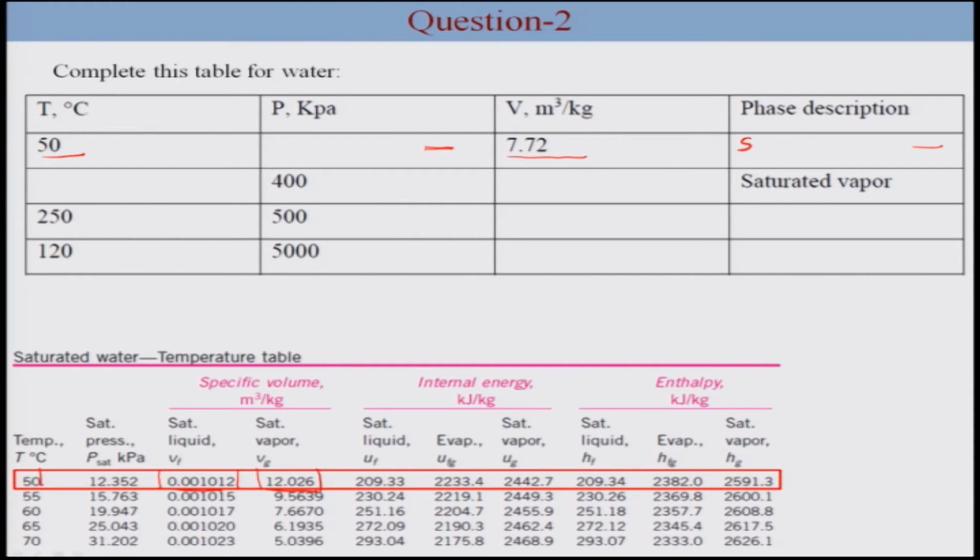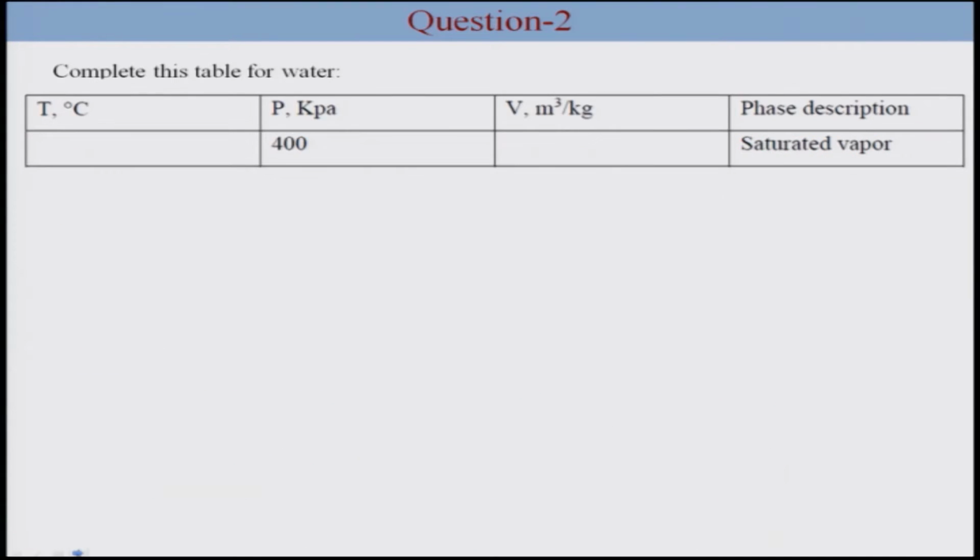So, phase is saturated liquid vapor, but we need to know the pressure. So, pressure for a saturated liquid vapor mixture is same as the saturation pressure. So, the pressure of the system will be 12.352 kilopascal.